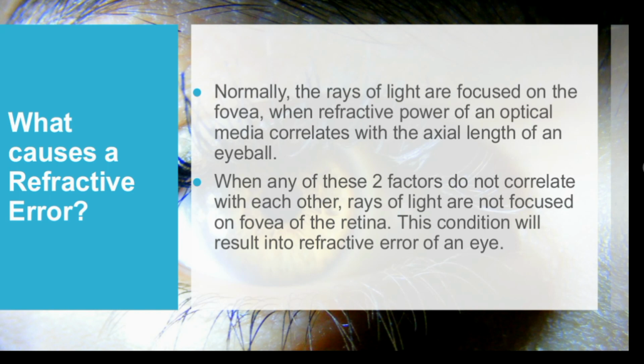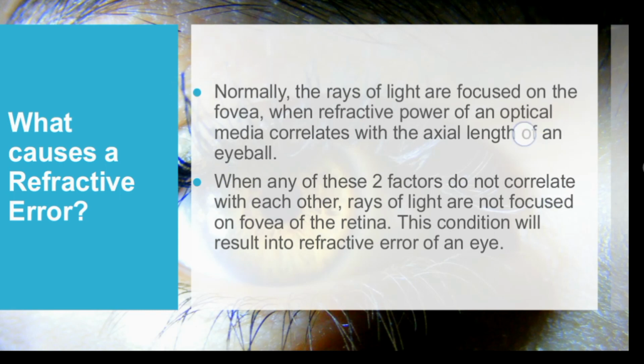But if it crosses this limit, the eyeball is either enlarging or shortening, so it can cause a change in the axial length of the eyeball, right? And the refractive power of the optical media of the eyeball is approximately 58 to 60 diopters. That is the refractive power of the cornea as well as the power of the lens, right?